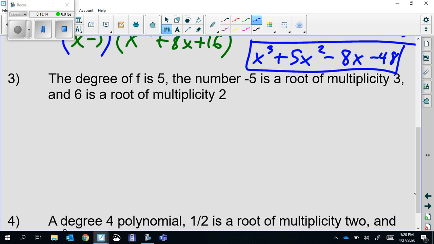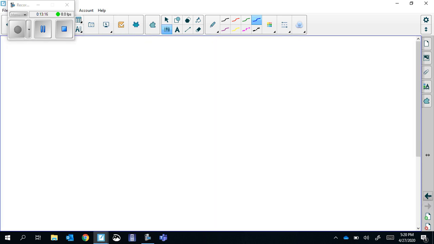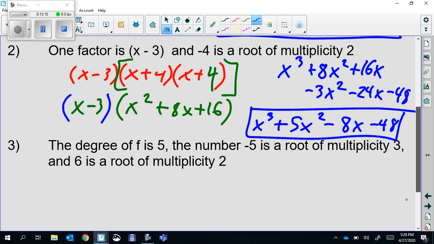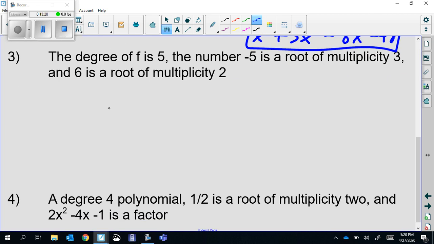We've got some more examples here. So the degree of f is 5. We've got all these roots here. Degree of f is 5 means that we're just going to end up with x to the 5th at the very end. x to the 5th will be our highest. So the number negative 5 is a root, multiplicity 3 times. So that means x plus 5 is there 3 times.